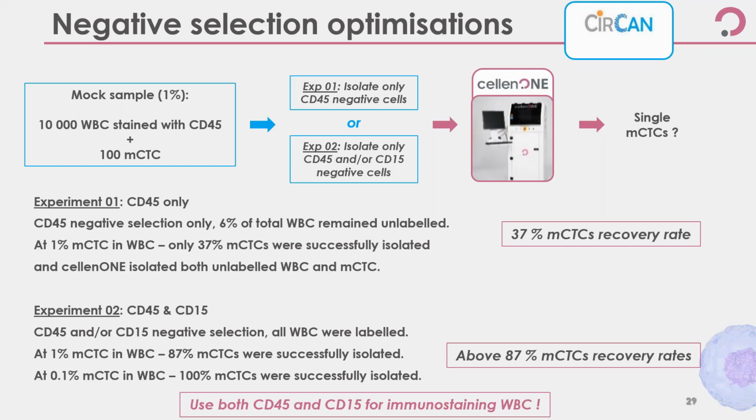So we repeated this experiment, but this time by doing a dual labeling with CD45 and CD15 using the same fluorophore. And there we were able, with a 1% HMEC concentration, to recover 87% of the CTCs present. And we also repeated this experiment at an even lower concentration of 0.1%, where we demonstrated 100% CTC recovery. So we were really happy with these results.